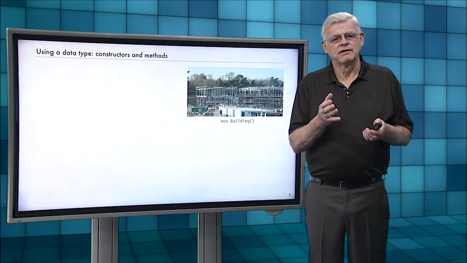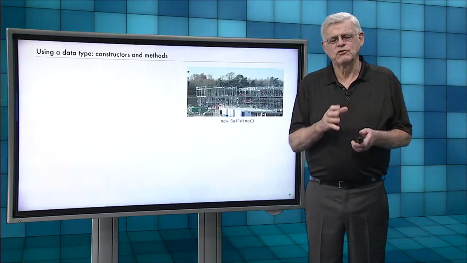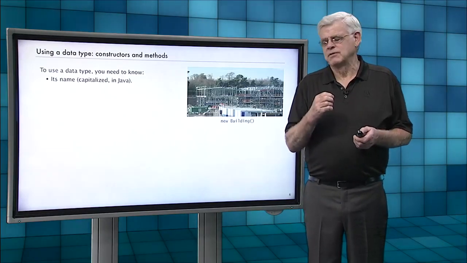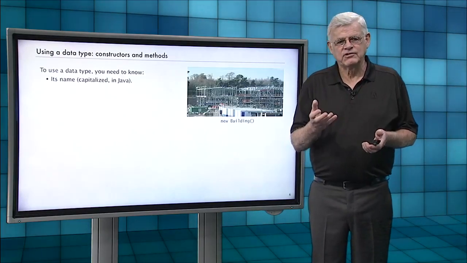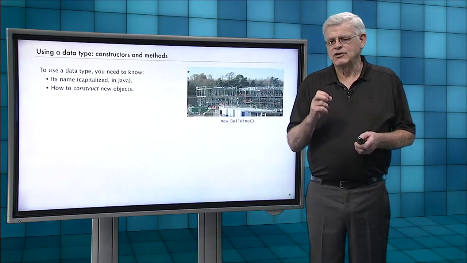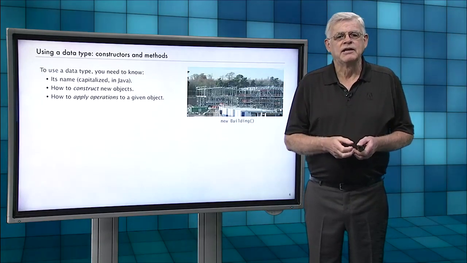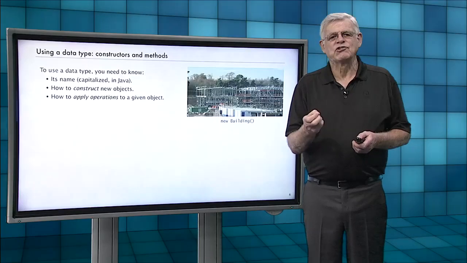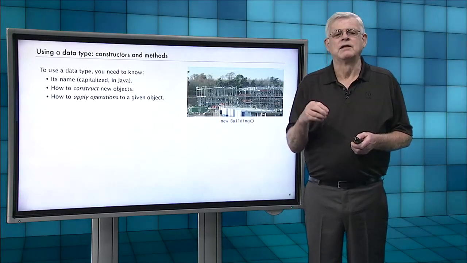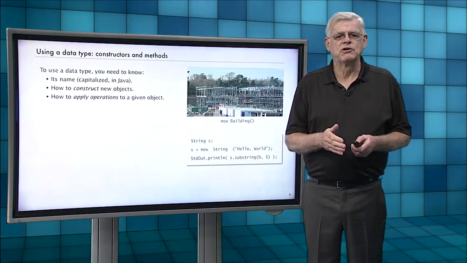So the basic idea, and we have been doing this already, but in the context of abstract data types, I want to look at the major features that you need to know in order to use it. So what you need is you need to know the name of the data type, and that's a capitalized name in Java, like String with a capital S. You need to know how to construct new objects and associate variables to those objects. And you need to know how to apply operations to a given object. Those are the three things that are critical in writing client programs that use abstract data types. And again, we've already been doing this for string.